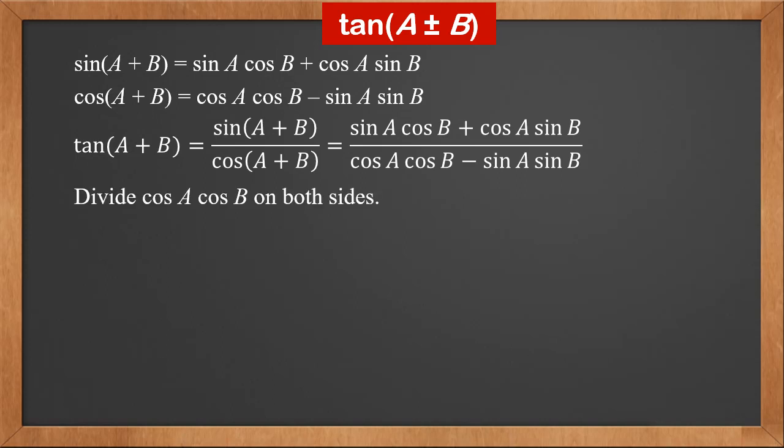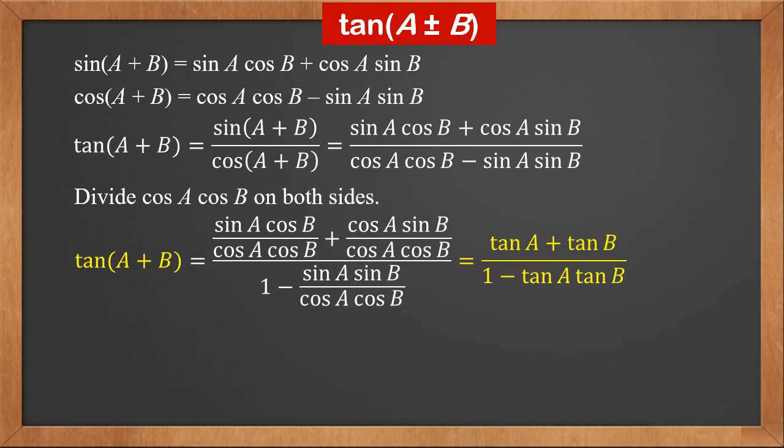Divide cosine A cosine B on both sides. It becomes (sine A cosine B over cosine A cosine B, plus cosine A sine B over cosine A cosine B), over (1 minus sine A sine B over cosine A cosine B). This is (tan A plus tan B) over (1 minus tan A tan B). Therefore, tan (A plus B) is (tan A plus tan B) over (1 minus tan A tan B).